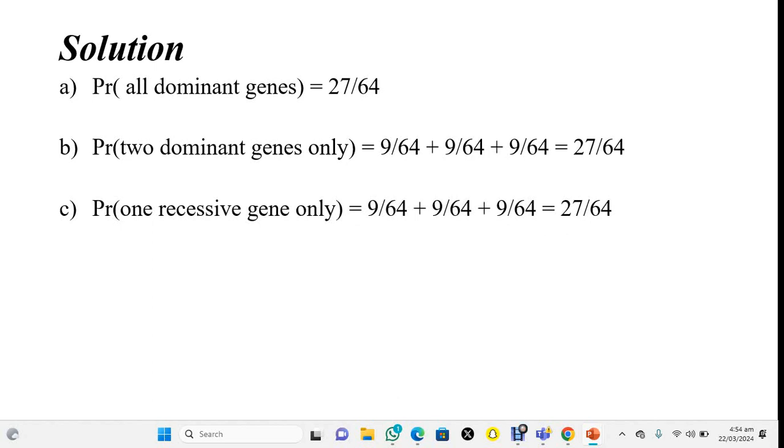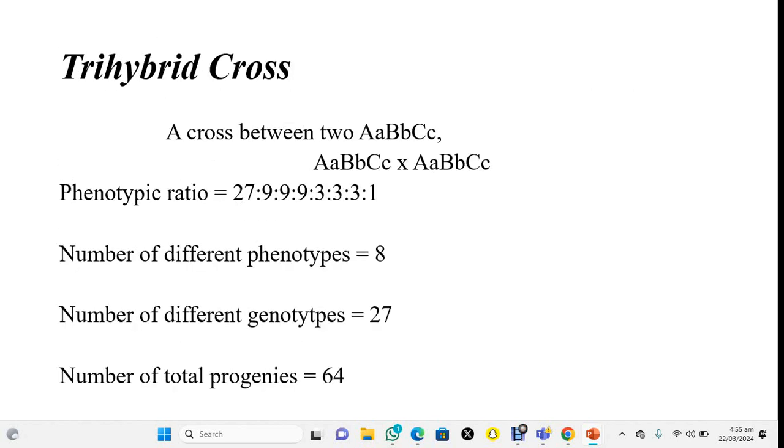Alright, so to calculate the probability for one recessive gene only, it means that out of the three genes, we have only one to be recessive. It means the others are dominant. So you go back to the ratio. Now in this ratio, I said earlier that the 27 represents all dominant, three dominant genes, 9 represents two dominant genes, and 3 represents one dominant gene. So in the 3, it means one dominant gene, and if one is dominant, then 2 will be recessive because the total number of genes is 3. And then the last one represents 0 dominant and 3 recessive.